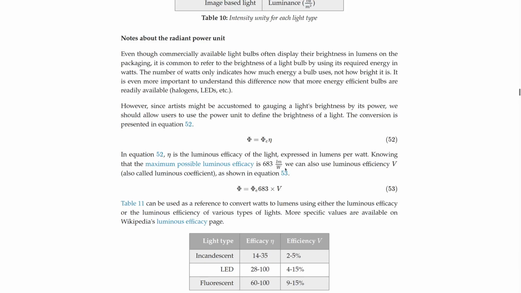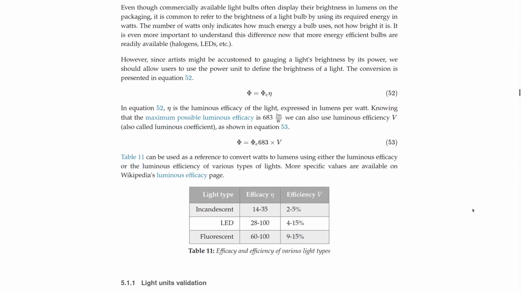Knowing that the maximum luminous efficiency is 683 lumens per watt, we can also use luminous efficacy, or luminous efficiency V, also called the luminous coefficient, shown here. So that's, I guess, used in a very similar way. So that's a scale factor on the maximum possible efficiency.